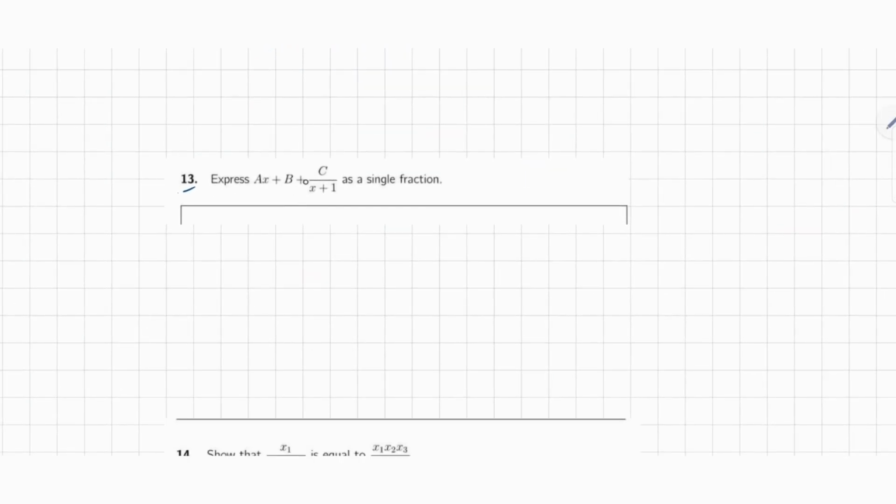Next question, we have the following expression. There aren't any common factors within the denominator. We can just multiply x plus 1 with the first and second term in order to make it a single fraction.